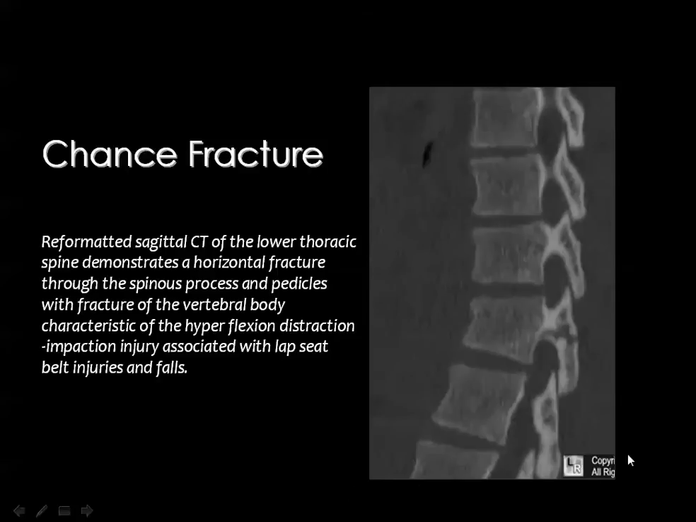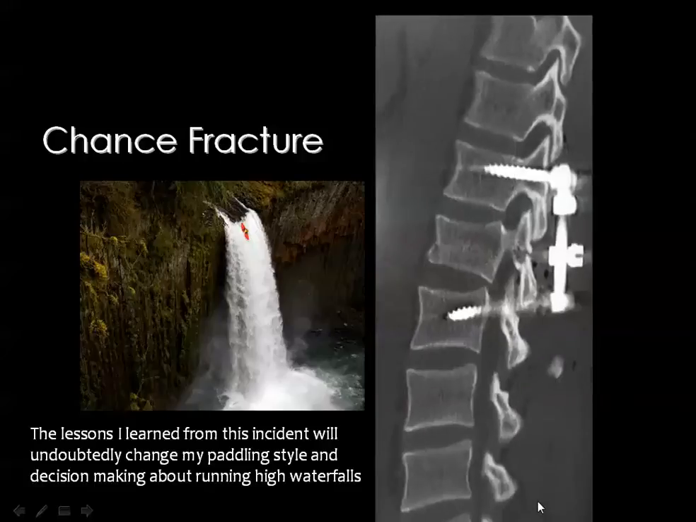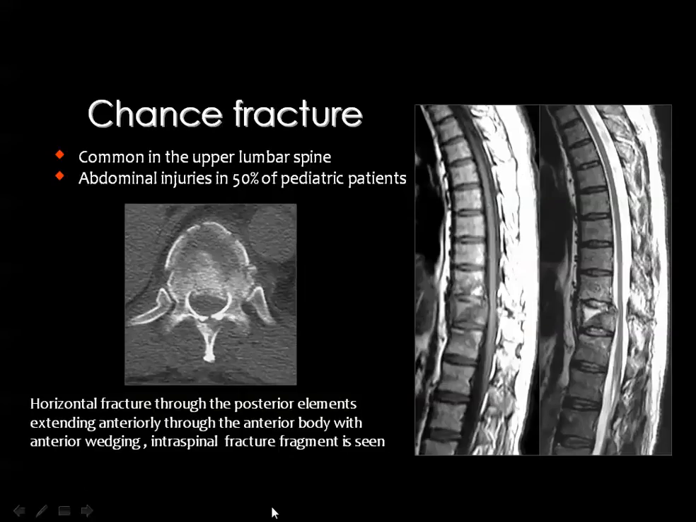And this is a good example of a chance fracture of one of the lumbar vertebral bodies passing through the posterior arch. And this is also a chance fracture. Here you can see some anterior wedging of the vertebral body and the fracture line going through the vertebra, as well as continuing posteriorly through the neural elements. Then this is the fracture after internal fixation with transpedicular screws and metallic rods.